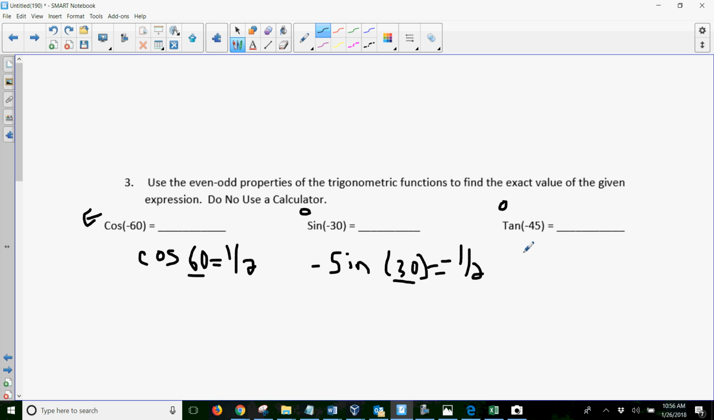Tangent of negative 45, tangent is also odd, so this is going to be equal to negative tangent of 45. And as we've shown, the tangent of 45 is when x and y are the same, and that's root 2 over 2. So this would be negative root 2 over 2.